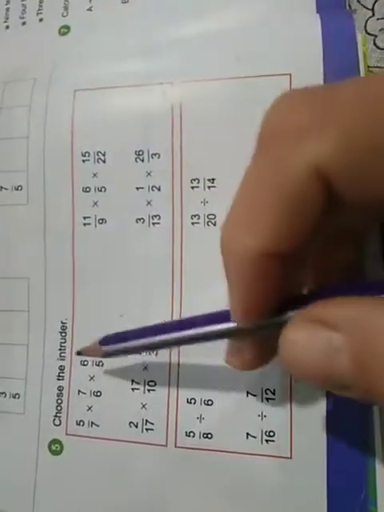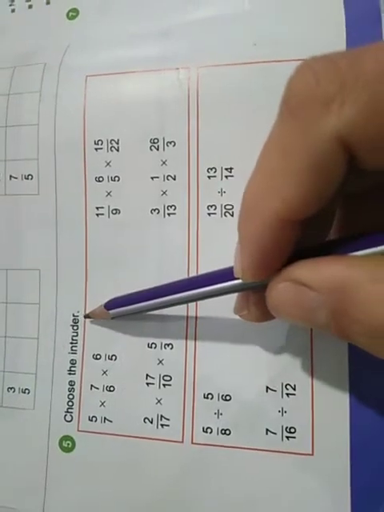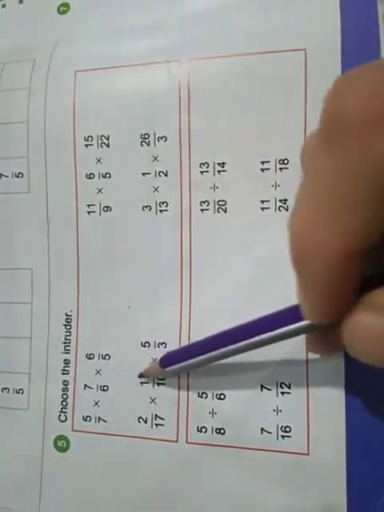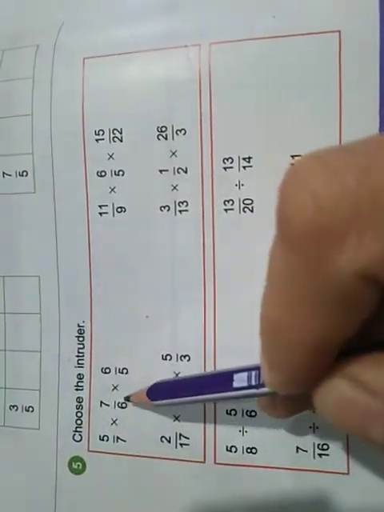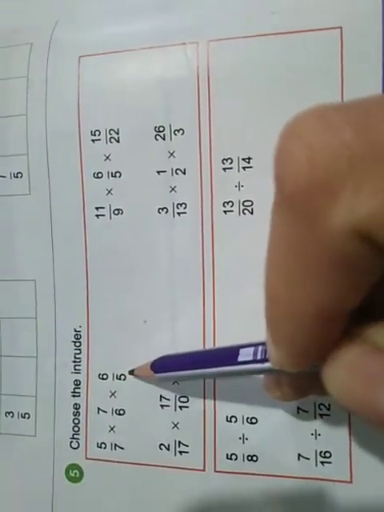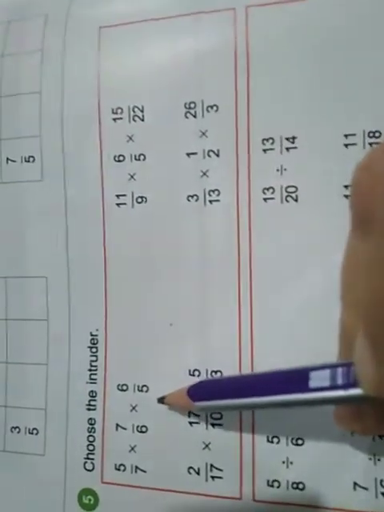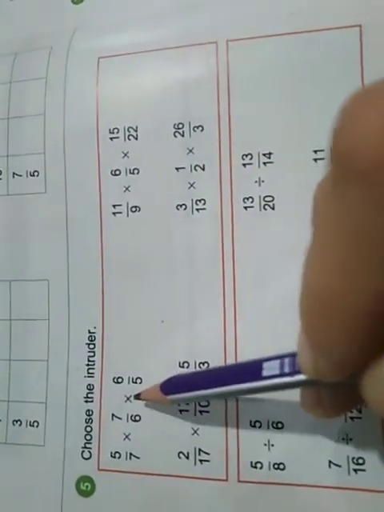The question is, choose the intruder. In order to know which one of these four is the intruder, I have to calculate. Here we have 5 over 7 times 7 over 6 times 6 over 5. As I told you before, we have to simplify when possible.